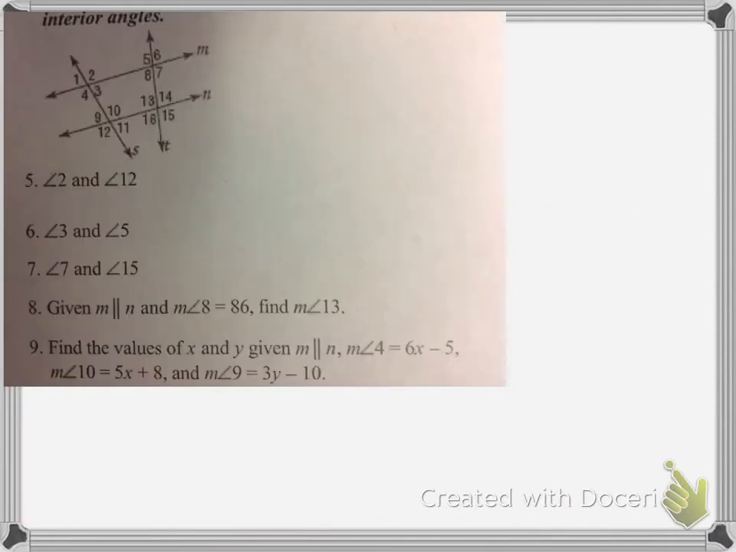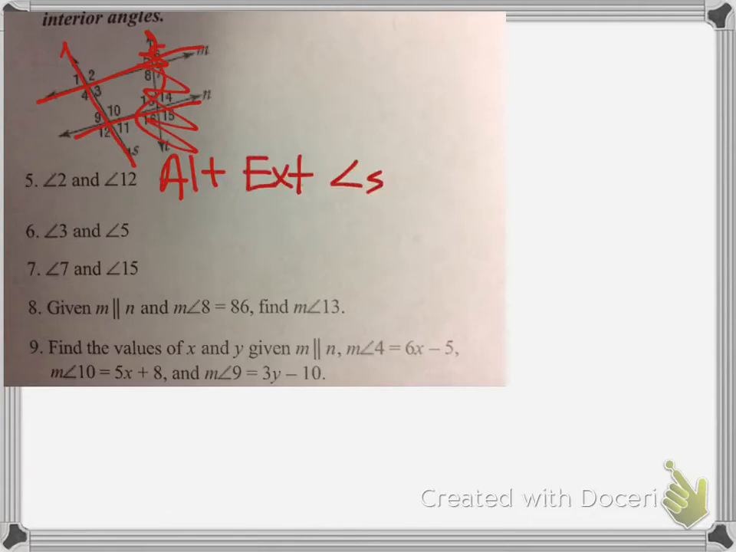Next ones, and this is where that formula sheet could be very helpful. You've got to identify what the two angles are. If you look at this, angle 2 and angle 12, that's looking at only this section of the lines, which means I'm literally focusing on M and N and this transversal. I'm ignoring the rest of this right here. Okay, and then you can tell that 2 and 12 are alternate exterior angles. Okay, so that one, they're alternate exterior angles.